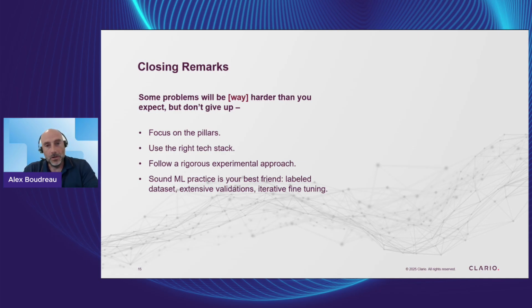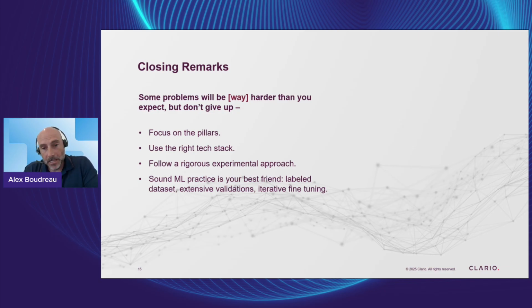My advice there would be don't give up, right? And a good way to solve those problems and get to the solution that you're looking for is to focus on the pillars that we've talked about. You want to use the right tech stack, and you do want to follow a rigorous experimental approach. This is not standard for traditional R&D necessarily, like software engineering, but if you take some of the experimental process that you will see more in the research aspect of AI, for example, you'll be able to get some really exciting results. So that sound machine learning practice is definitely your best friend.